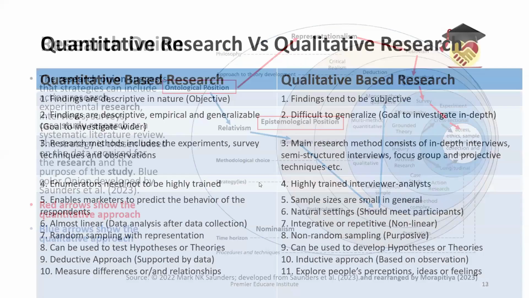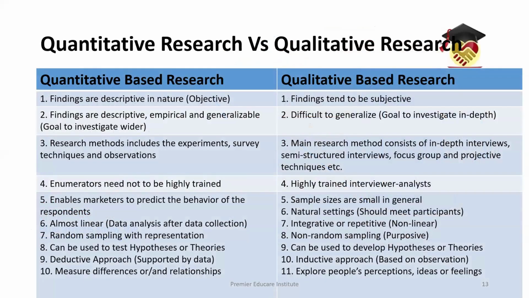Okay, so now the quantitative research versus the qualitative research. I'm not going to compare these things one by one. You can compare all these things. Here you have 10 for the quantitative and 11 for the qualitative. I'll tell you the first one. The quantitative means your results are objective. Objective means the results should be the same for you and me, for others, if you do the same research. Qualitative means no, it is subjective. It's researcher dependent. Number one.